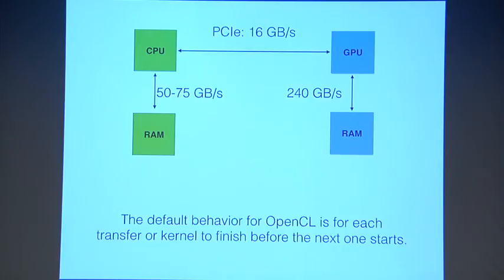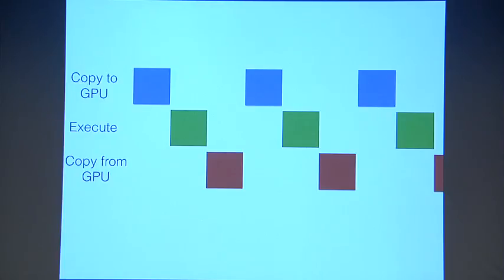As I said, the default behavior in OpenCL and CUDA is for each transfer to finish before the next item on the queue starts. So for processing video, for example, we send down a frame, do some processing, read back some result, send down a frame, do some processing. It looks like this. And those big gaps between the green blocks of compute are wasted. Nothing's going on there.